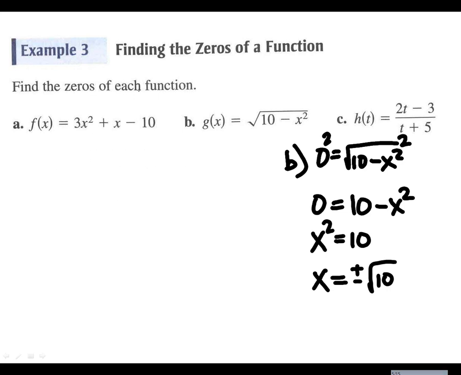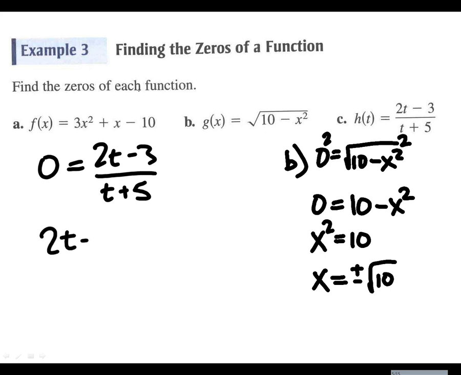For c, 0 equals 2t minus 3 over t plus 5. Okay, so we can't have a 0 in the denominator or in the numerator here, so we're going to say 2t minus 3 equals 0. So t equals 3 halves.